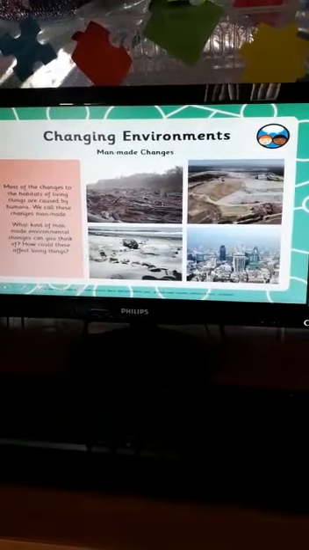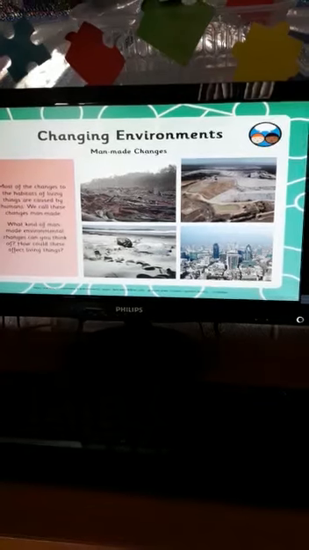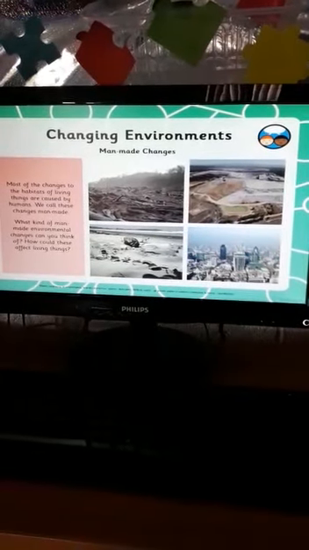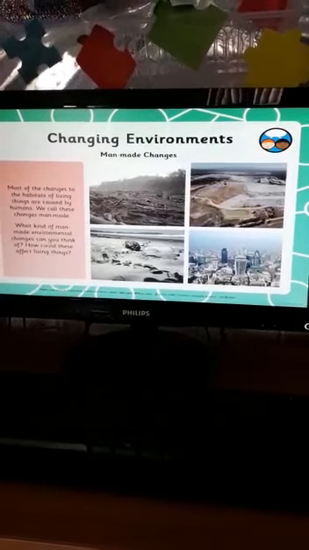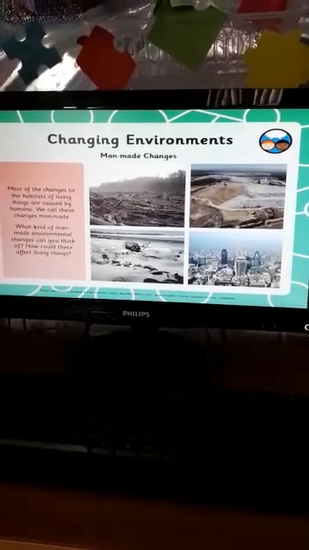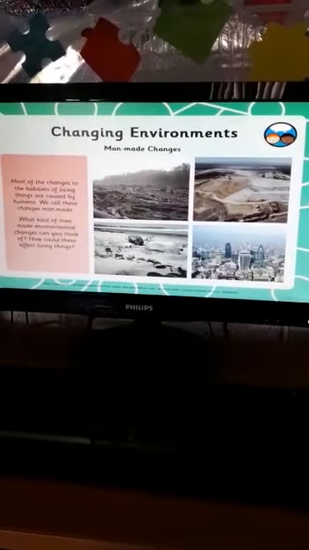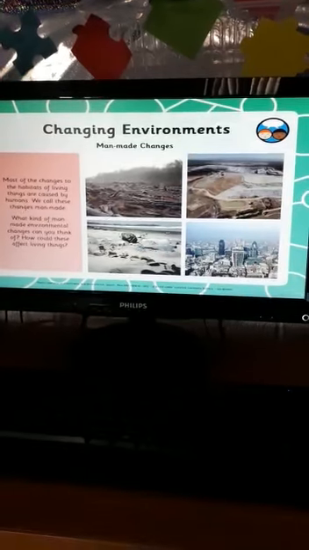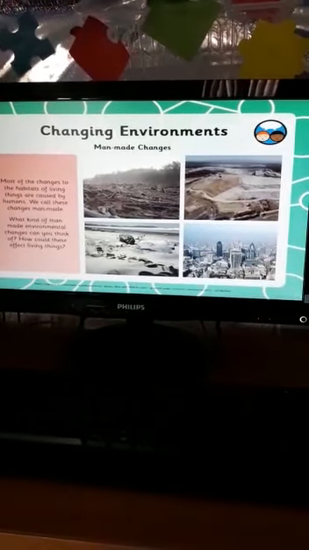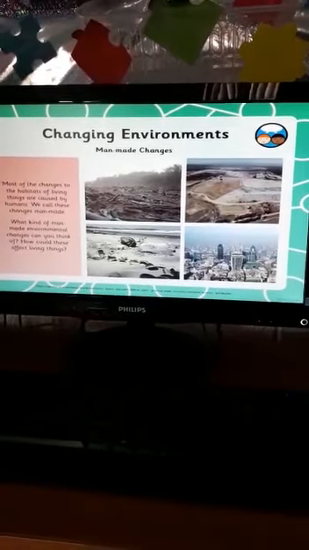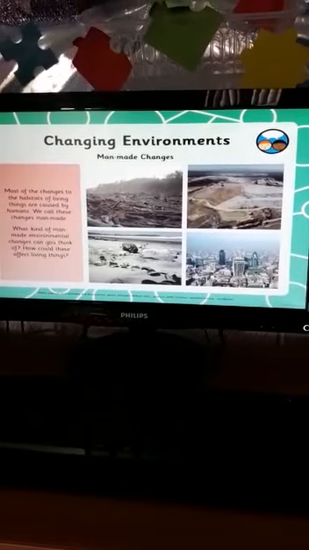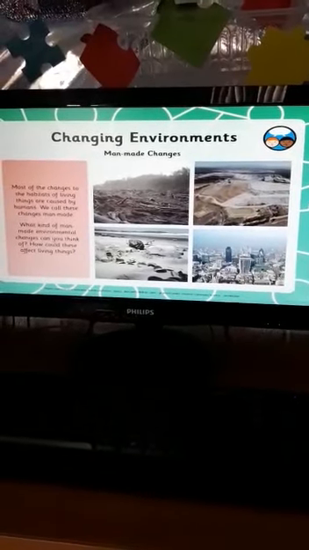Another one is man-made changes. So if you think about the countryside, you think about all the trees and animals and wildlife, and then next minute a house is built there or a supermarket. Again, habitats are lost. Animals lose their homes. They have to go and find another one. Okay, so that is man-made changes.